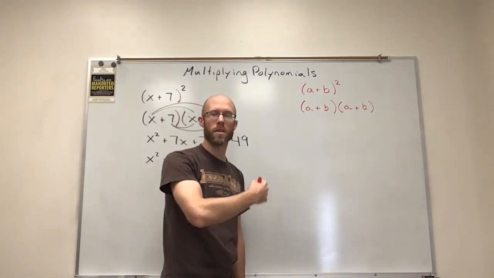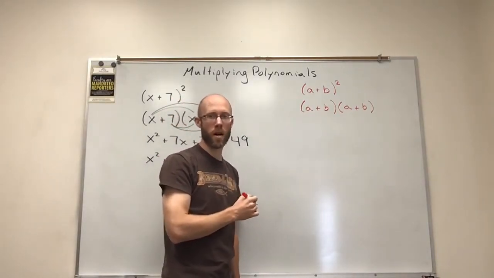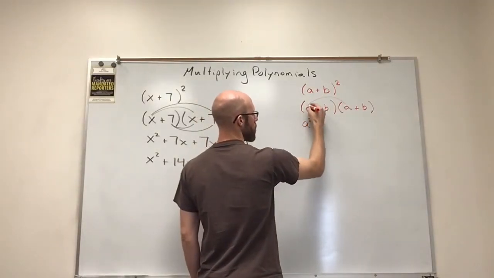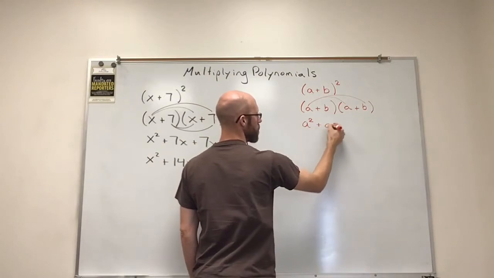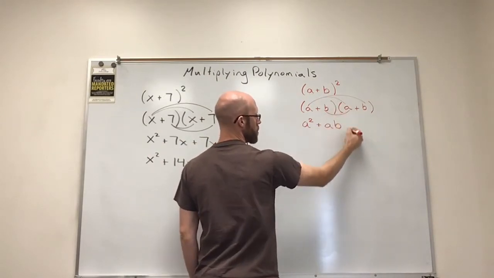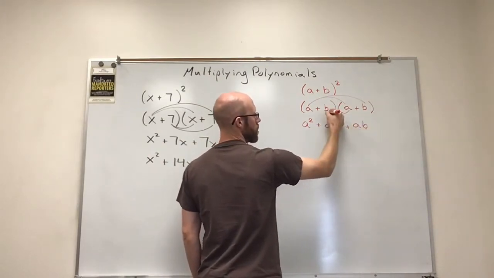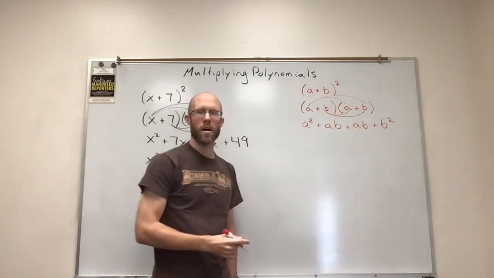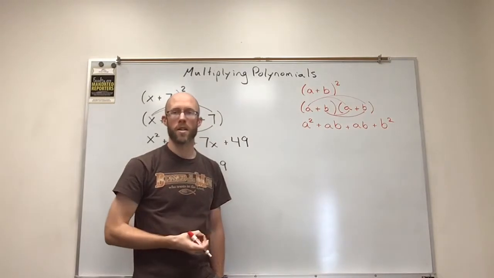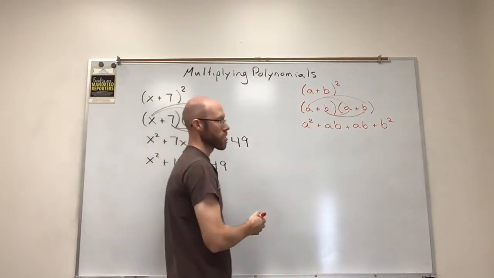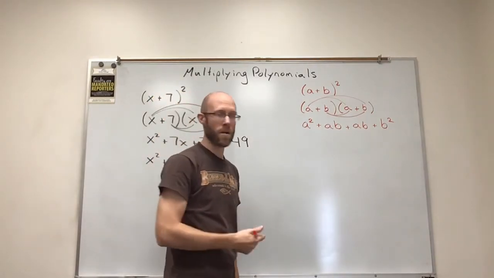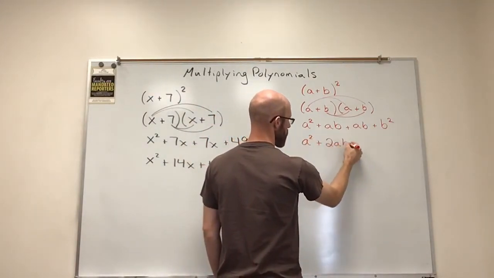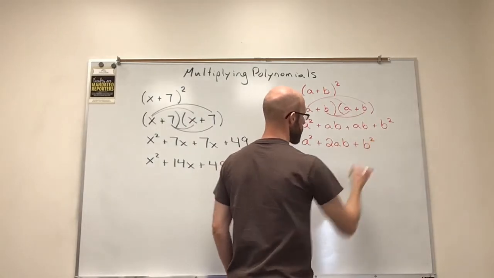Make sure every term on the left multiplies every term on the right. You'll end up with a squared, ab, another ab, and b squared. Okay? And when you combine the like terms in the middle, you'll get 2ab, right? 2 of the same thing. So this is a squared plus 2ab plus b squared.